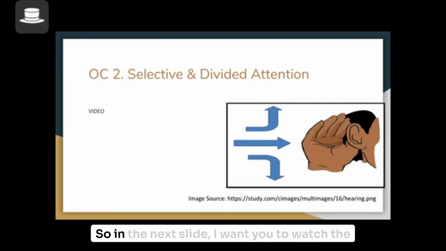passes. So in the next slide, I want you to watch the video and do as it is described in the video. I'll see you on the slide after the video. Please make sure you watch the video before you move on to hear me in the next slide.